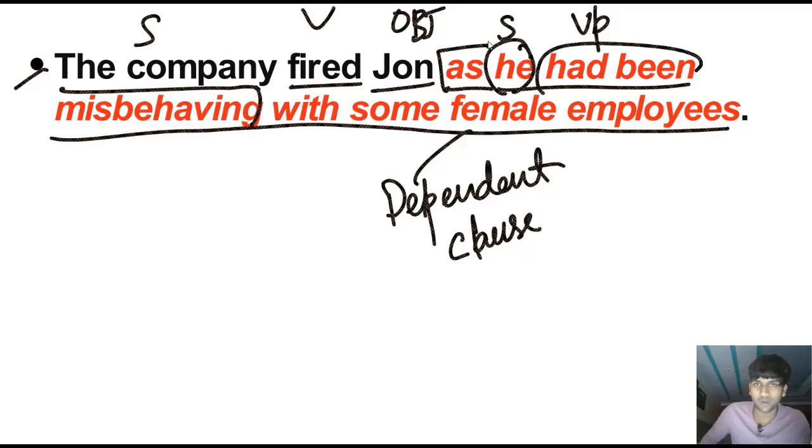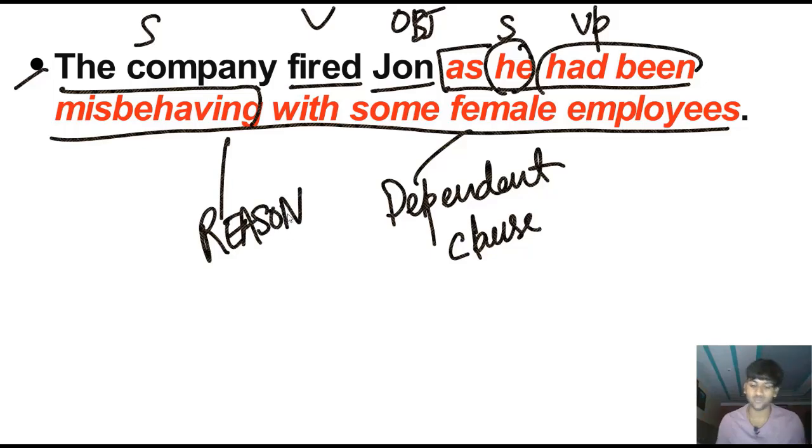So it's a dependent clause that is working as an adverb. So it is an adverbial clause. Why? Because it is working as an adverb, right? Talking about the reason, it's telling us the reason of the action. Why did the company fire John? Because John had been misbehaving with some female employees, which is a bad thing.